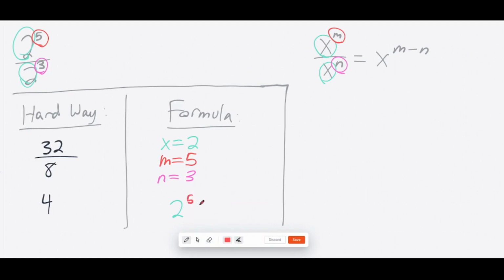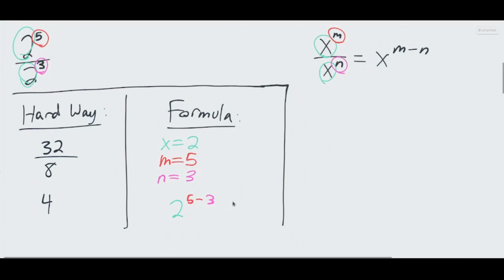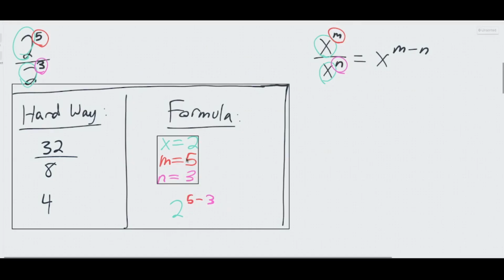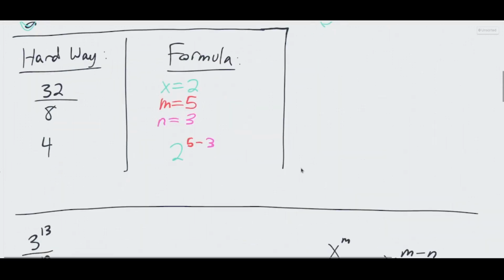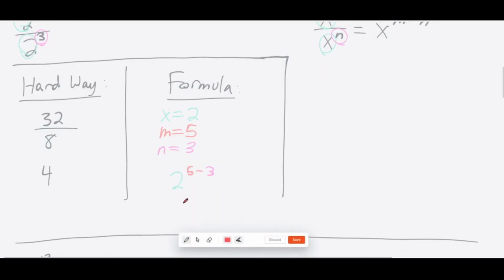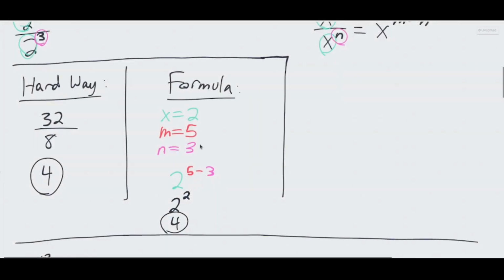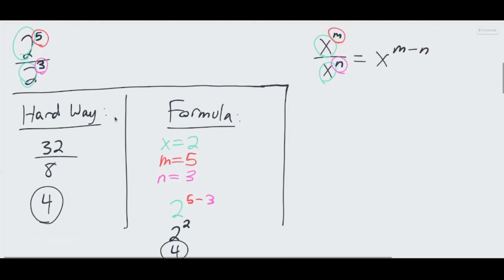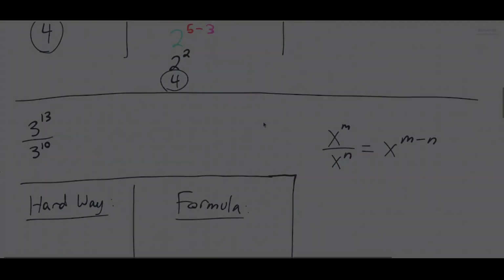For this problem, it actually looks like this is more work, but in general, it's a lot less work once you get used to it. But here, you can see that 5 minus 3 will be 2 to the second power, and then 2 to the second power is equal to 4. So you see that we get the same answer both ways. From this one, it might not be clear why the formula is actually easier than just calculating them out the hard way. But from the next example, that'll become more clear.